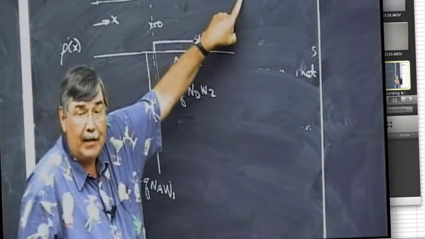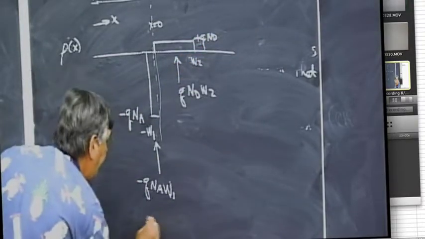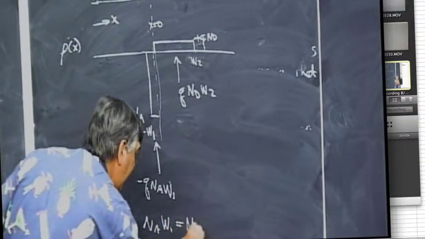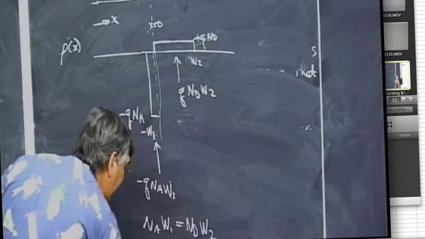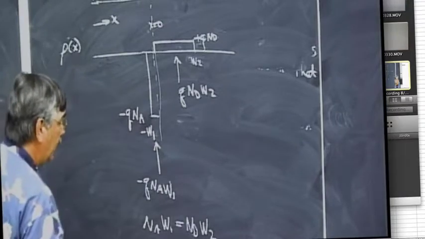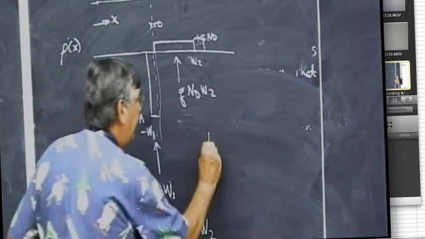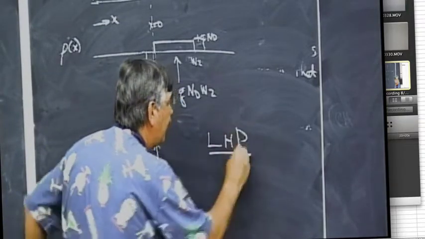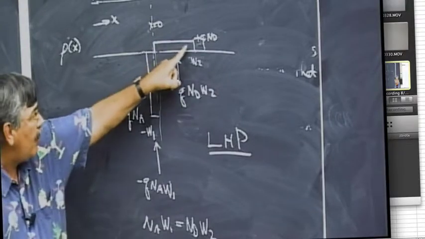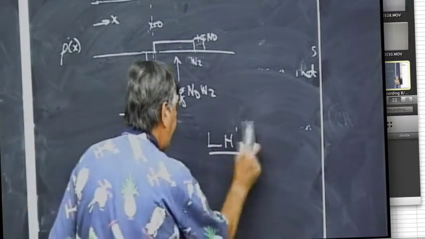If I make the assumption that Na is much greater than Nd, that implies that Na W1 is equal to Nd W2. That implies that W1 is much less than W2, and that the total width of the junction is almost entirely into the less heavily doped side. And that's our first big conclusion that we get from understanding how this thing works. There is a depletion layer, but it extends almost entirely into the less heavily doped side.